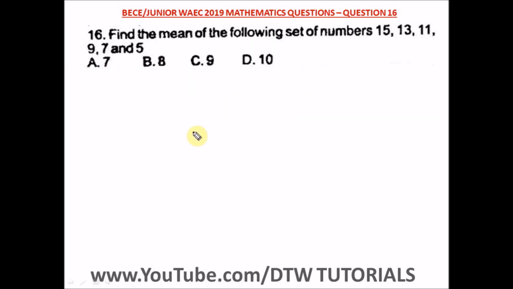Question 16 of the BECE WAEC 2019 mathematics past question. It says find the mean of the following sets of numbers. I hope you remember the formula for mean. So we're going to add up all these numbers and divide by 1, 2, 3, 4, 5, 6, so divide by 6. This is statistics. So we have 15 plus 13 plus 11 plus 9 plus 7 plus 5 divided by 6. This should give us the mean.